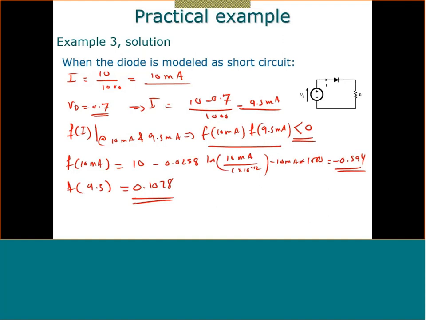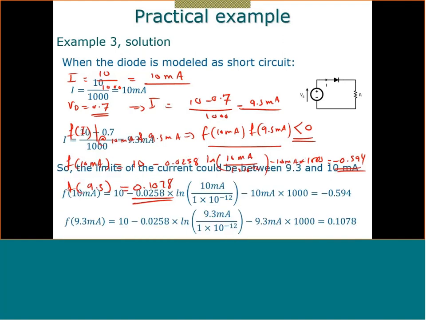Okay, now I found the equation by understanding the physics of the problem. Second, I found the limits of my answer by, again, understanding the physics of the problem. This is when you deal with something practical. This is how you deal with it. Now, everything that was left will become pure numerical method.